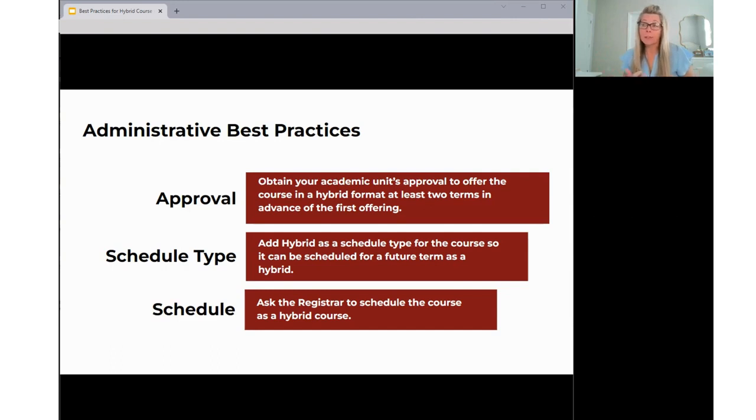And when you offer your course, you'll need to make sure the registrar knows that your section is considered a hybrid section. So again, I'm not saying this is what our institution does. I'm just saying these are some things to think about. The institution will need to consider as more hybrid courses are being offered.